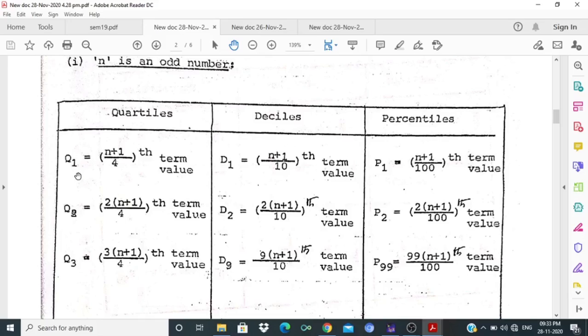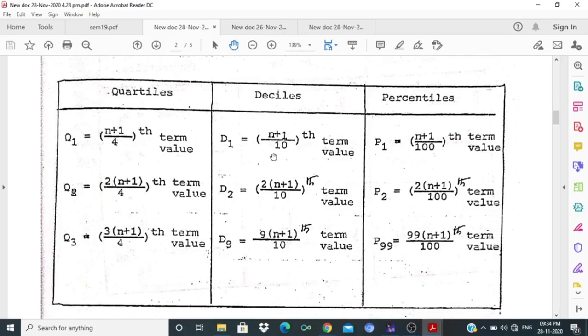The first quartile is the value of the variable corresponding to the (n plus 1) by 4th term value. Similarly, the first decile D1 is the (n plus 1) by 10th term value in case of raw data. Similarly, percentiles: P1, the first percentile, is the (n plus 1) by 100th term value.